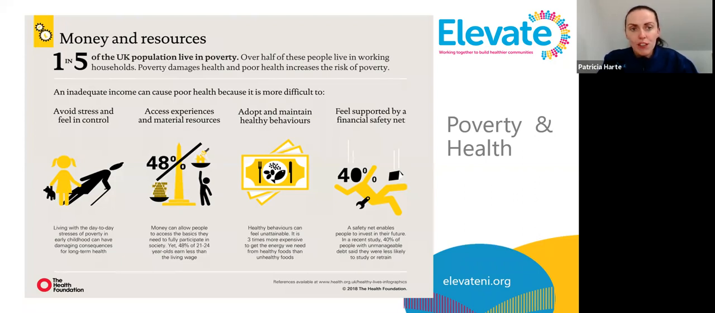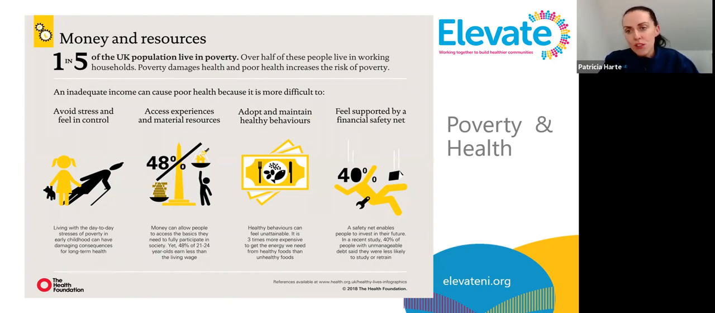People living in poverty find it more difficult to avoid stress and feel in control. Living with the day-to-day stresses of poverty in early childhood has been found to have damaging consequences for long-term health. People find it more difficult to access experiences and material resources. We know that money can allow people to access the basics they need to fully participate in society. But it means even more than that. It might be the person who wants to attend a job interview but doesn't have the money to buy a new outfit or have access to transport to get to the interview. As it says on the slide, 48% of 21 to 24-year-olds earn less than the living wage.